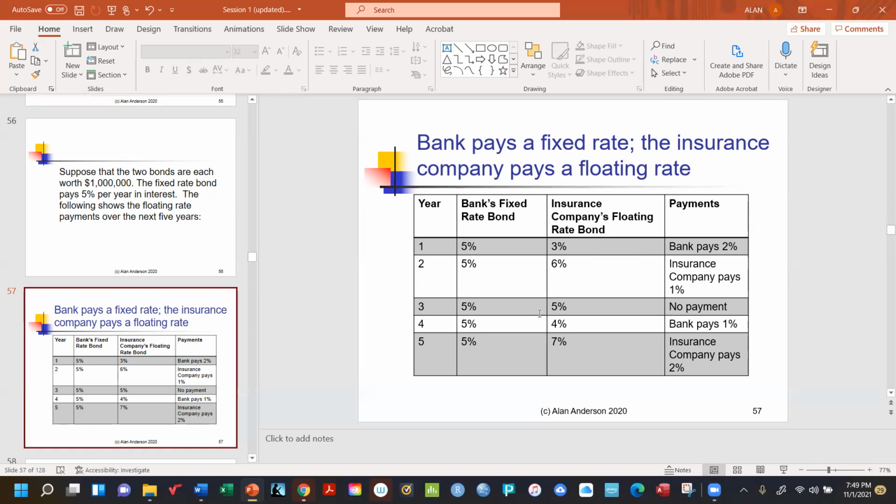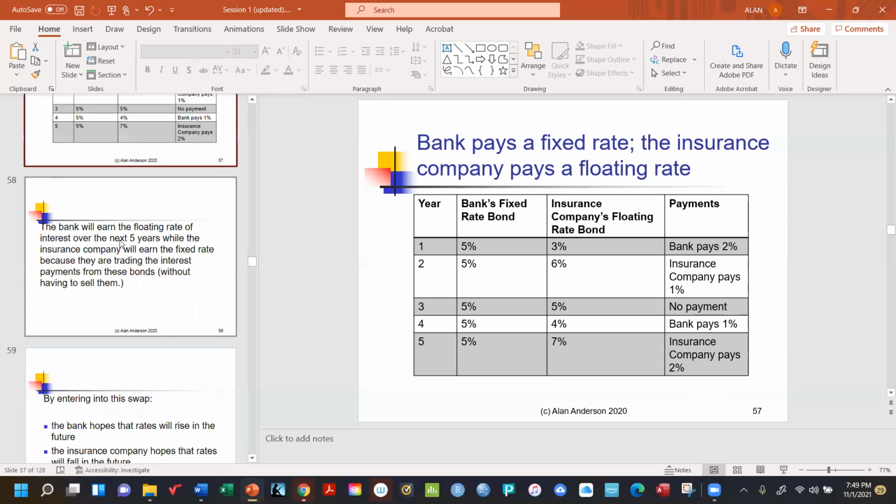Okay. So therefore, in the first year, the bank is paying $20,000. The next year, the insurance company pays $10,000. The third year, there's no payment. The fourth year, the bank is paying $10,000 to the insurance company. And in the last year, the insurance company pays $20,000 back to the bank. And of course, they continue to collect the payments from their own bonds. So what they've done, again, the whole idea here is that the bank is collecting the floating rate interest rate, and the insurance company collects the fixed rate.